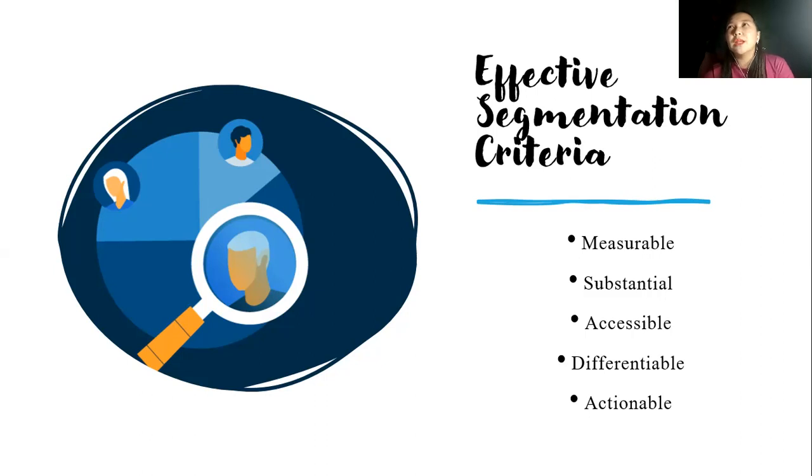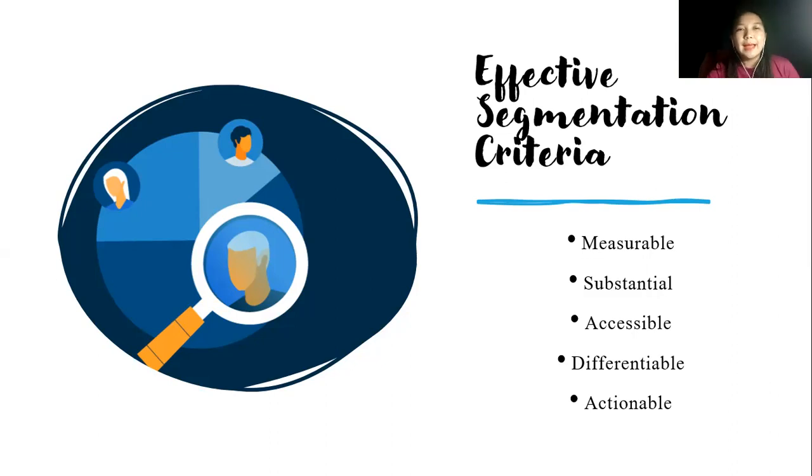Ang differentiable ang sinasabi niya, you should be able to identify one segment from another. So if you want to segment yung mga single people, if you want to segment the married people, ibig sabihin, iba-iba kasi sila ng preferences, so iba rin yung mga marketing programs for each. So kailangan hindi mo sila mapaghalo. You should be able to separate your segments.